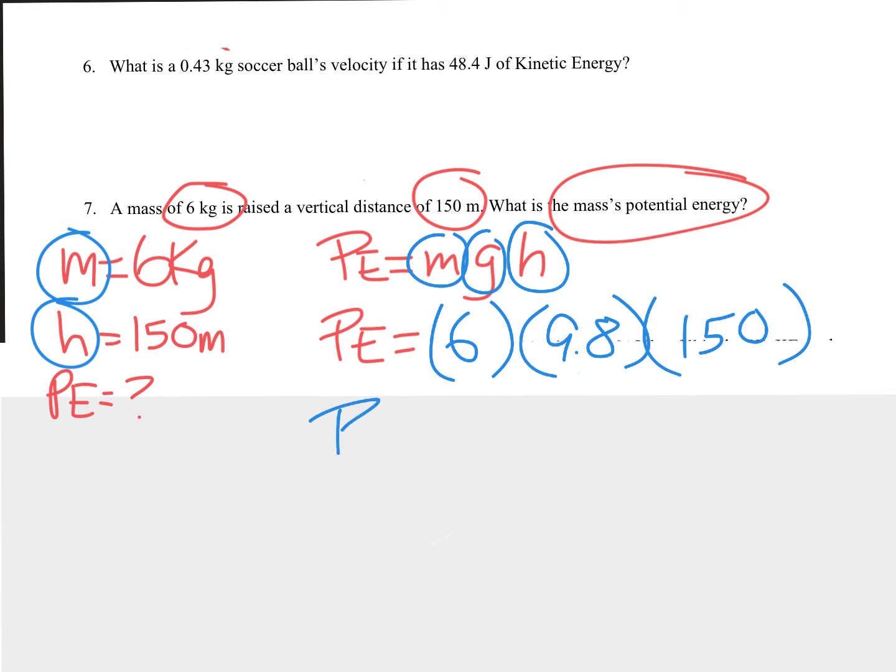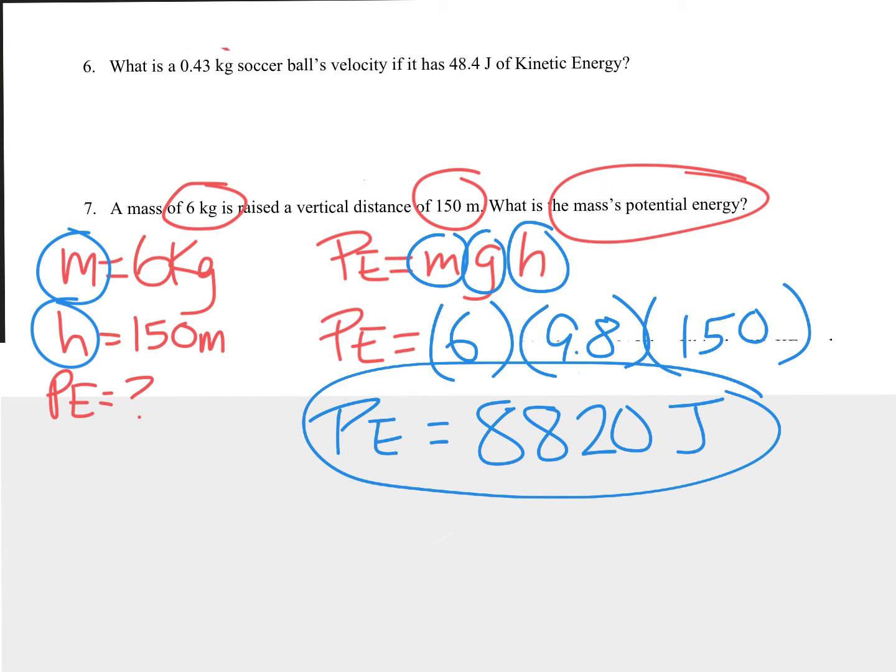So when I really do this, I'm just putting this all together and I'm going to multiply. And when I multiply 6 times 9.8 times 150, I end up getting 8,820 joules for my final answer. And there you go. We've completed number 7. Again, don't forget, anything with energy ends up in joules for an answer.